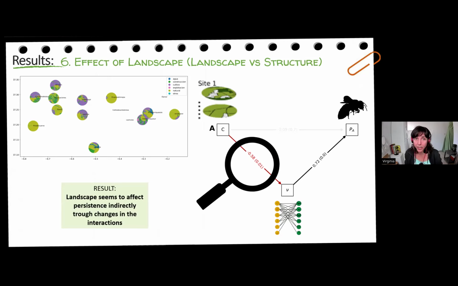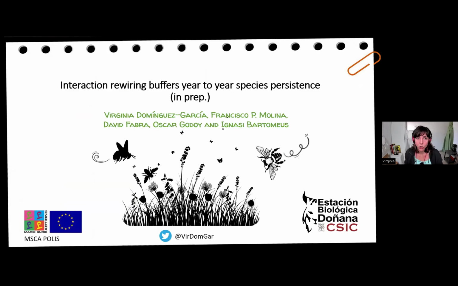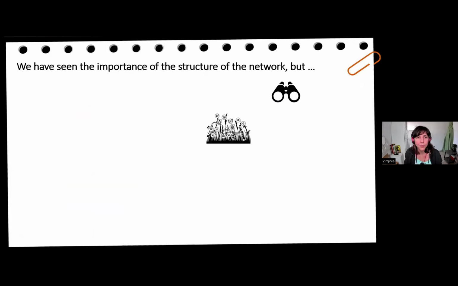That's not obvious why that happens. Okay, so now let's finish with the second part. That is also part of my Marie Curie project. In this one, we are looking at how networks behave in time.